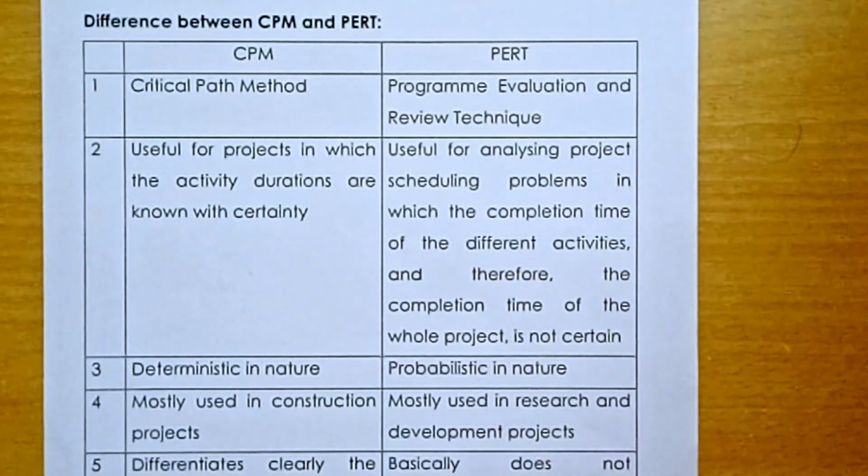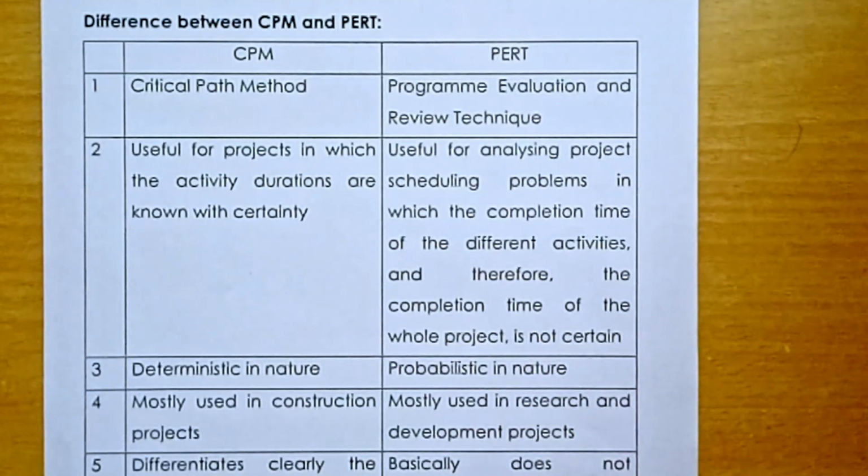Actually, we'll understand more about these techniques, and the differences between CPM and PERT, when we carry out the larger discussion about how a network diagram is drawn. In the course of learning the process of drawing a network, we'll learn more about these differences. But here, in summary, let us see the basic differences. What are the basic differences between CPM and PERT? First, of course, the name: critical path method and program evaluation review technique.